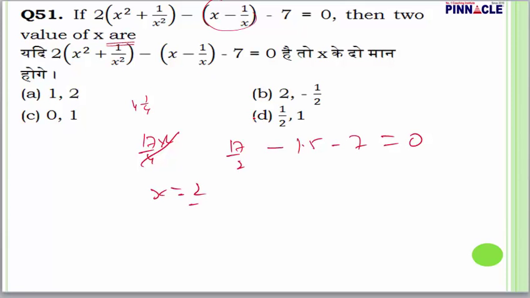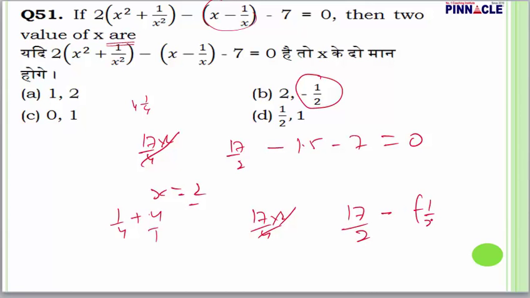Now we have to find the second value, and we have to see minus 1 by 2, because here the value of x square should be 1 by 2 squared, that would be equal to 1 by 4, and 1 by x square would be equal to 4. So 4 plus 1 by 4, that is 17 by 4 again, and if I multiply by 2, it would become 17 by 2, minus 1 minus 2, and then it would become plus, that would be equal to 2. So 3 by 2, that is 8.5 minus 1.5 minus 7 is equal to 0. So this is also possible.